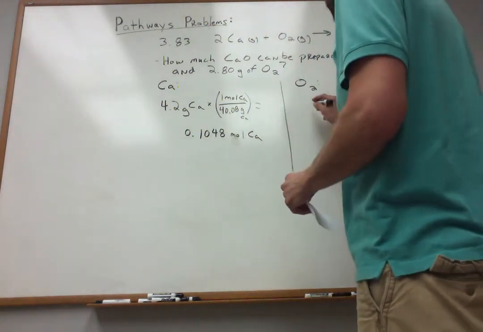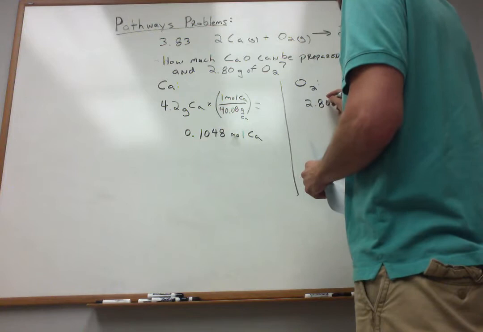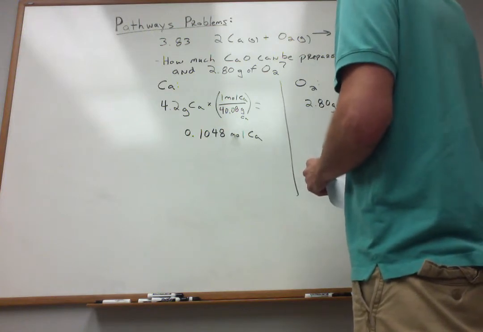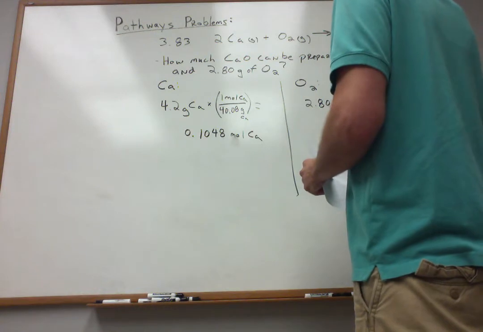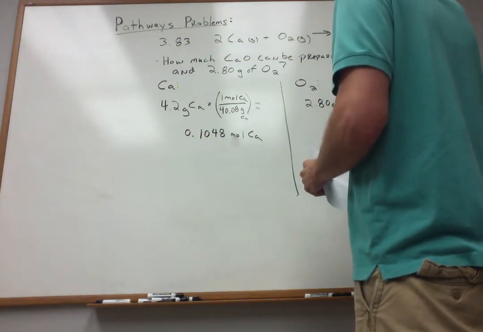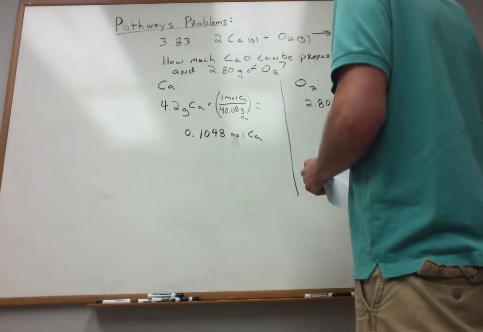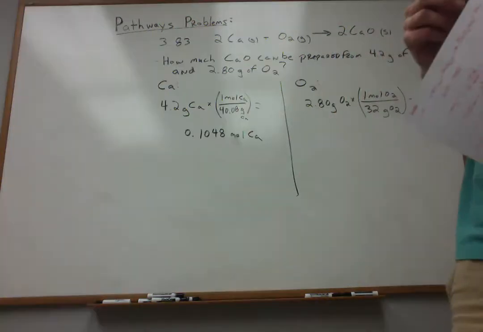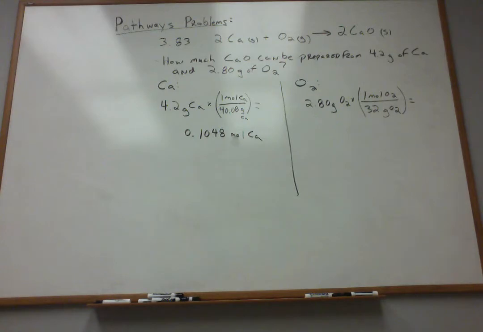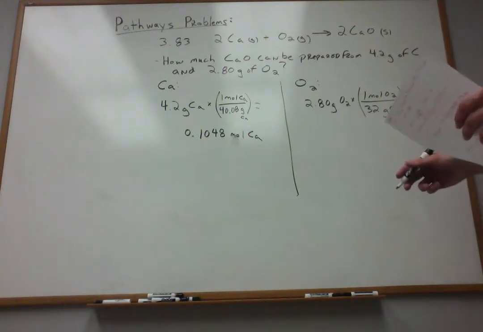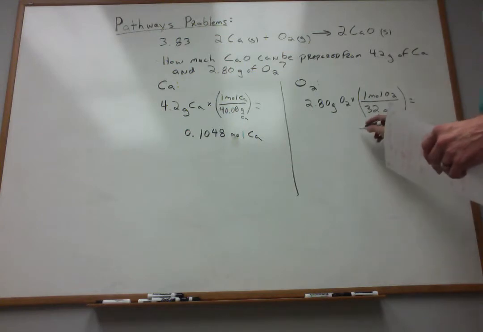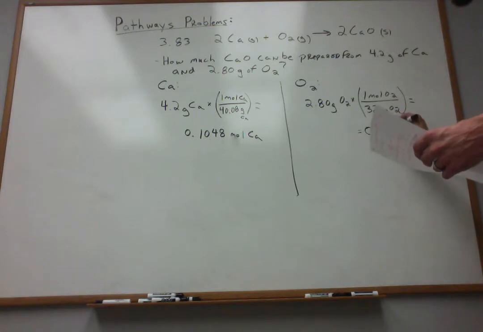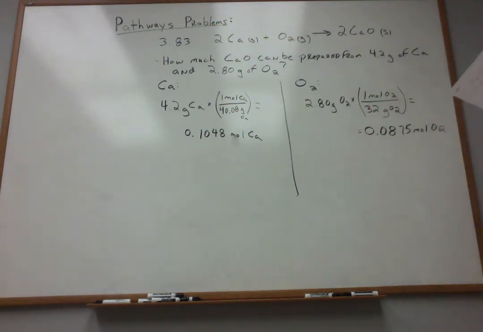Now what about the oxygen? The problem states I've got 2.80 grams of O2 gas. I'm going to convert that to moles, my counting unit. It just so happens 32 grams is required to make 1 mole of O2. Again, this is O2, the diatomic version, and as a consequence, the amount that they've given me to work with in this problem is 0.0875 mole of O2. So all we've done is converted grams into moles in both cases.